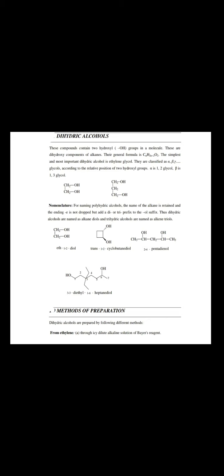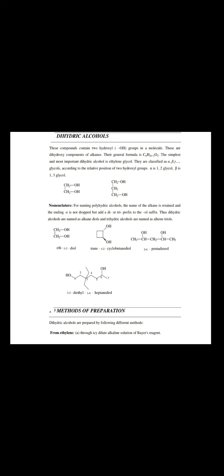They are classified as alpha, beta, gamma glycols according to the relative position of the two hydroxyl groups. That is, alpha is 1,2-diol glycol, beta is 1,3 glycol, and gamma is 1,4 glycol. For example, 1,2 glycol and 1,3 glycol are given below.